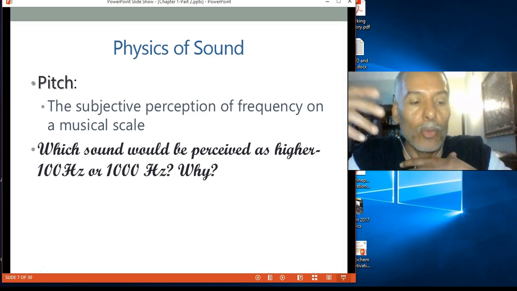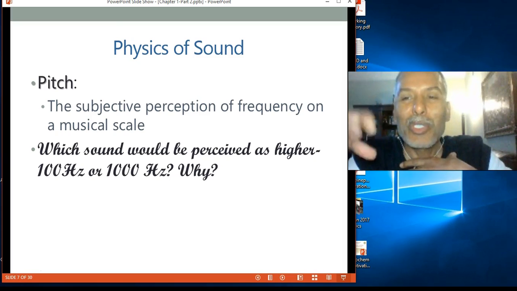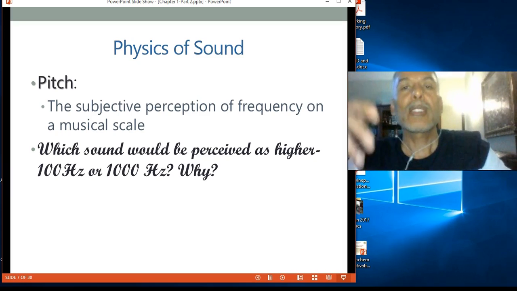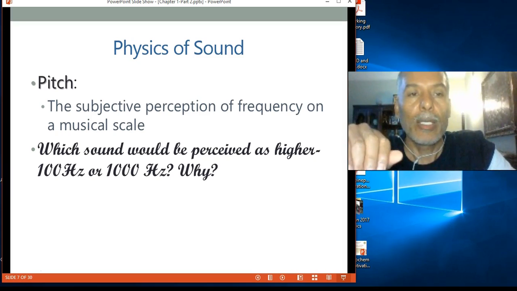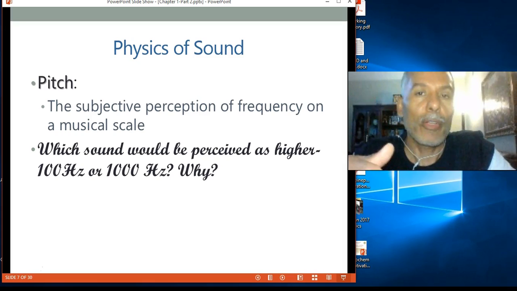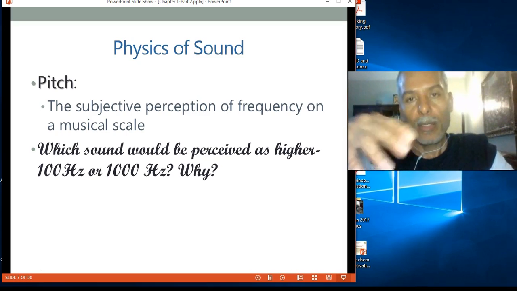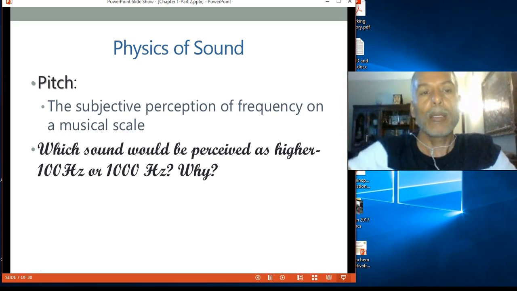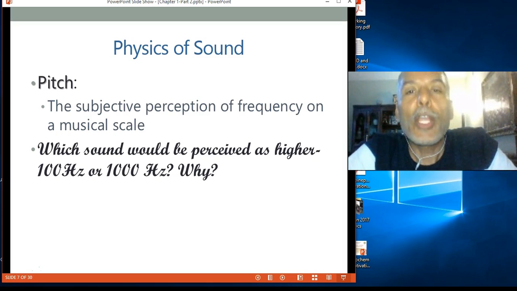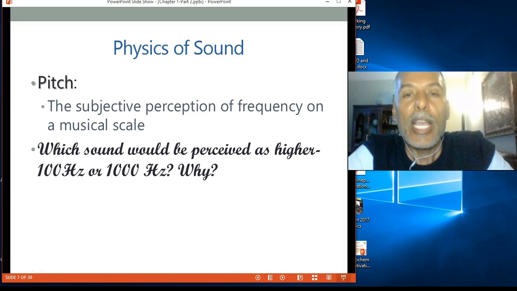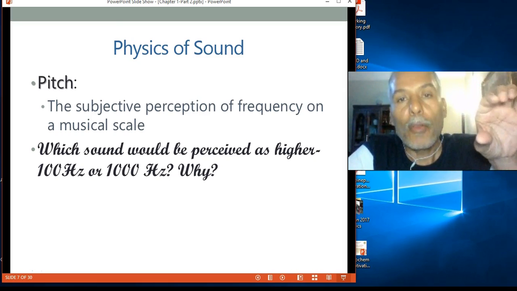All of us tend to differ in terms of pitch, but we just grossly say, yeah, males generally have a low pitch. Females generally have a high pitch. Young children have a high pitch, and as they grow older, their pitch becomes lower and lower. So pitch and frequency refer basically to the same thing. However, frequency is the absolute number. There's no guessing about it. Pitch is our guesstimate of the frequency.